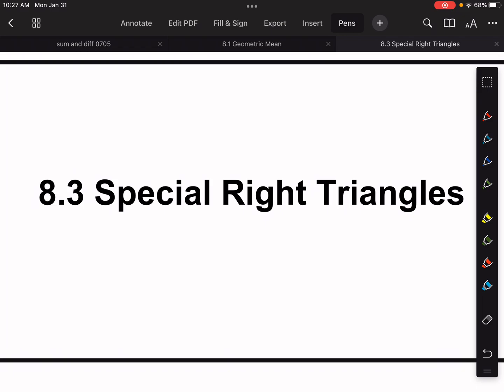in the neighborhood. Here we go, 8.3 special right triangles. You're going to want to pay special attention to this, especially if you're going to go on to higher maths like pre-calculus, because we will use this idea a lot in pre-calculus. But today you're just going to learn a couple of patterns that arise with specific types of triangles. They're called special right triangles. There's really only two of them, so there's two patterns to learn with the two different special right triangles. And yeah, let's just get into it.